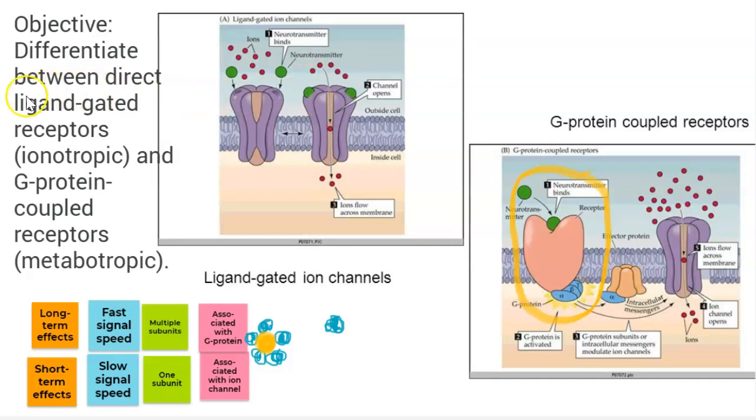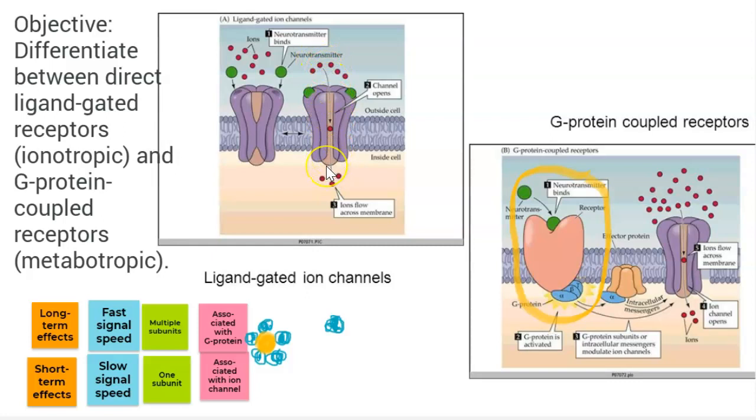In terms of terminology, a ligand is just something that binds and activates a receptor. The ligand here for us, when we're talking about the synapse, is a neurotransmitter. So you can also consider these neurotransmitter-gated receptors, but the generic term is ligand. So when the neurotransmitter binds to the receptor, you can see that it opens a channel, and it's associated with an ion channel.